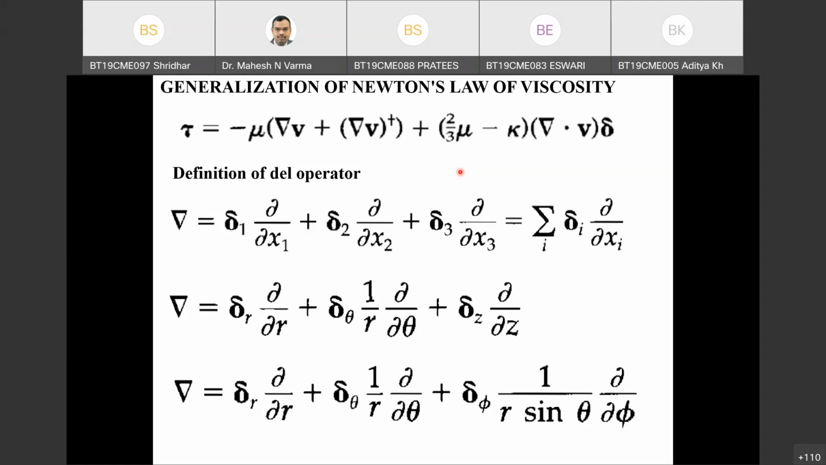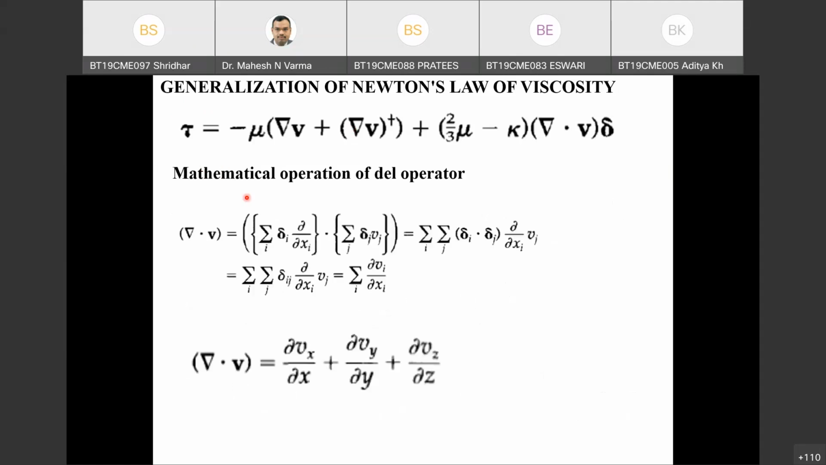Okay, gradient, divergence and curl. Del V is the gradient, del dot V is the divergence, and del cross V is the curl. So that we will discuss down the line after some time. Okay, so this is the definition of the del operator. This is the generalized Newton's law of viscosity.